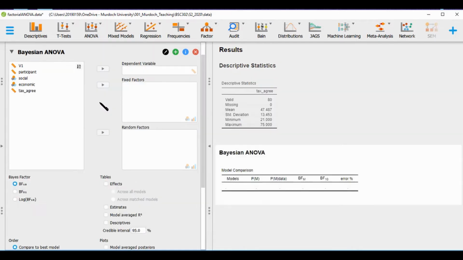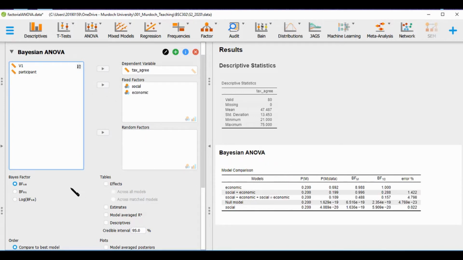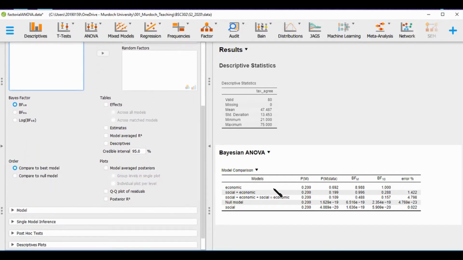It's the same as the one-way ANOVA. The difference is that we are going to have two factors instead of one factor. So dependent variable tax agree, and fixed factors are social and economic. We don't have random factors. And we already have the base factor here. Before explaining this, let's go to some descriptives.